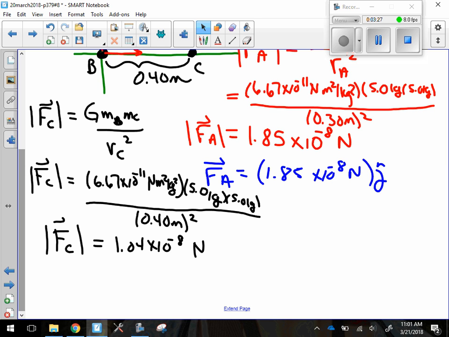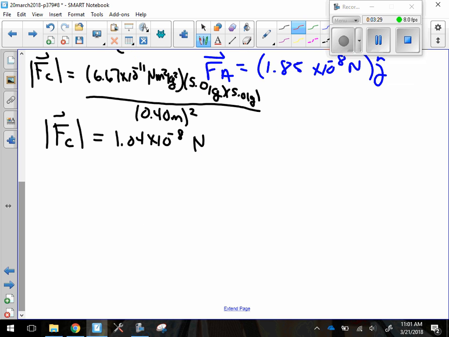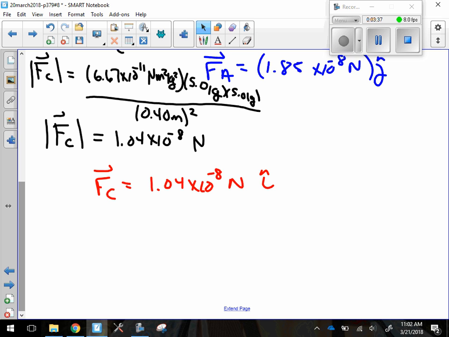And that would be in the I direction. So that was going to be my next thing, is we would say that FC, the vector, would be 1.04 times 10 to the negative 8 newtons in the positive I direction. But what does the problem actually ask us to find?